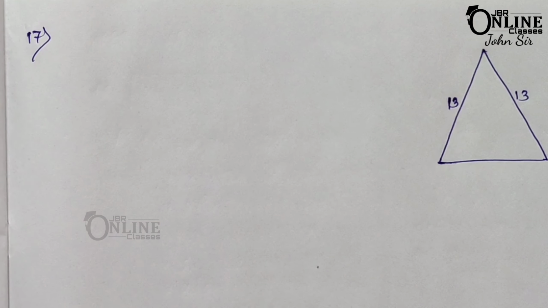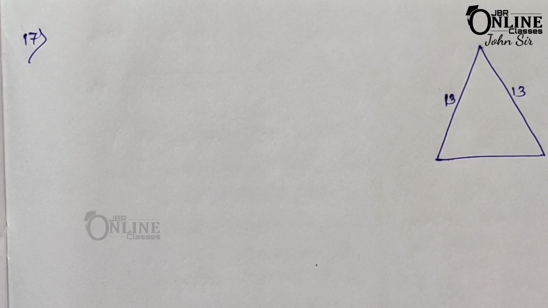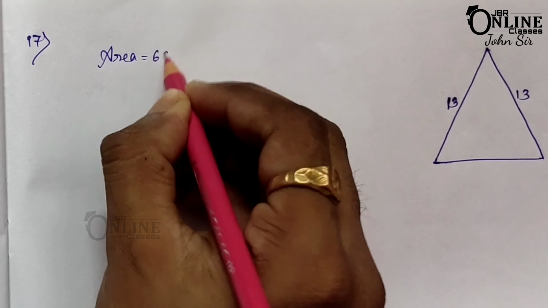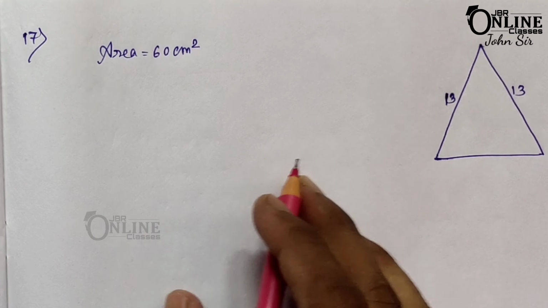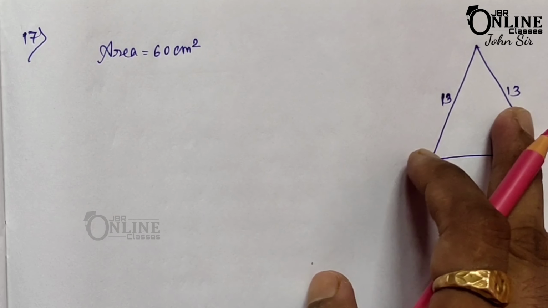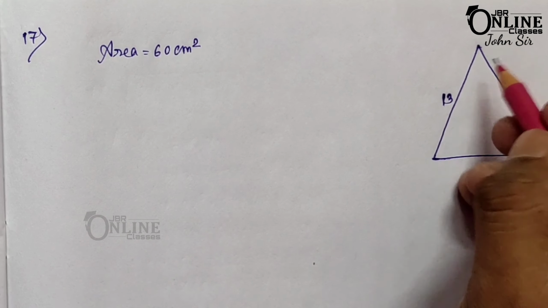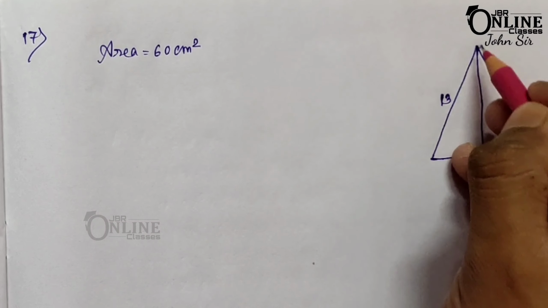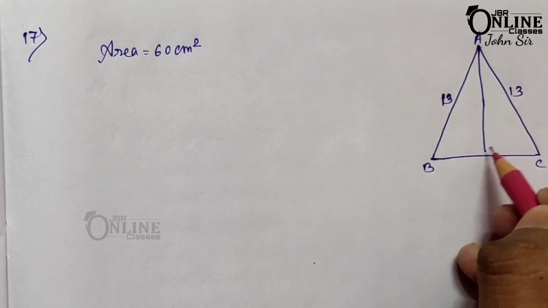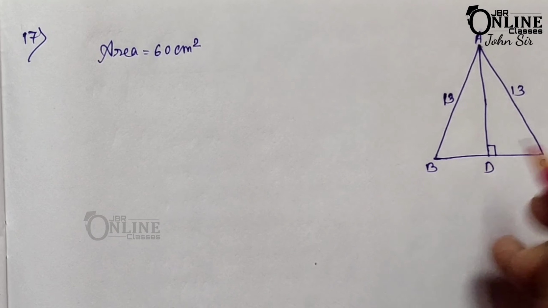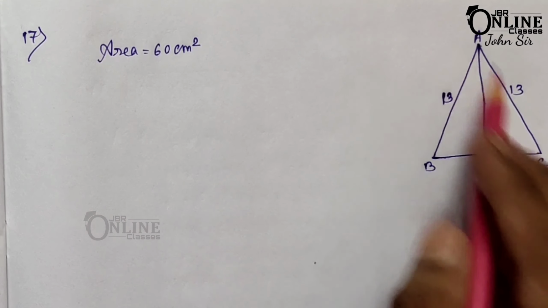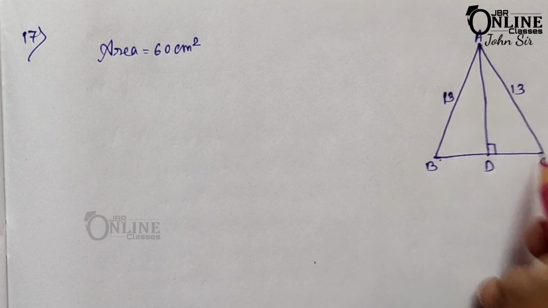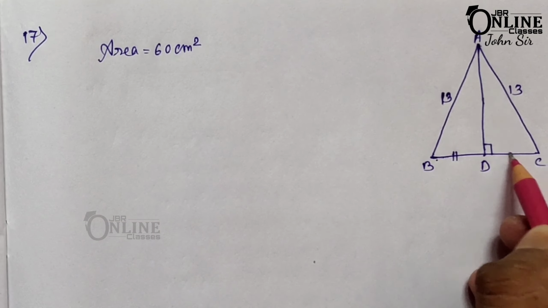Now sum number 17. Okay, so in sum number 17, here the area of the isosceles triangle equal to 60 centimeter square, and the length of each equal side equal to 13. Find the base. Okay, so first here I draw a perpendicular from the vertex A. Okay, so here A, this is B and C, to BC. So here AD is the perpendicular. Clear? That means here AD bisects BC. So that means BD equal to DC.